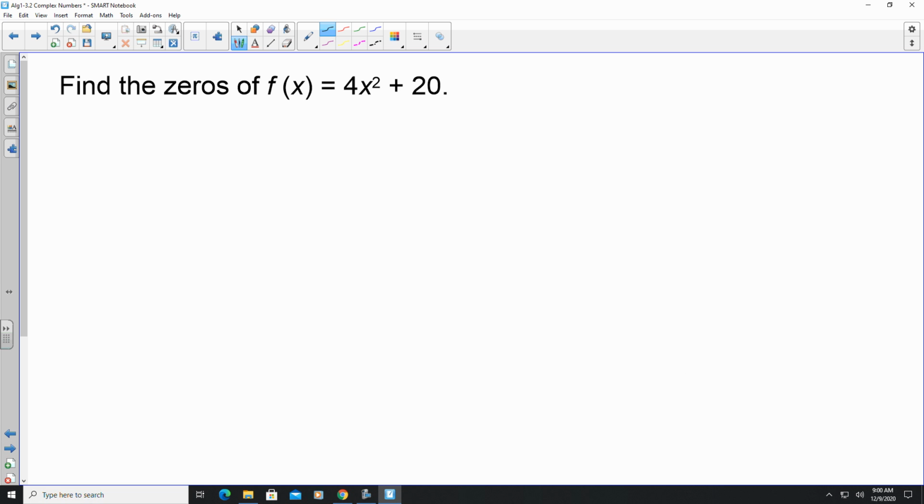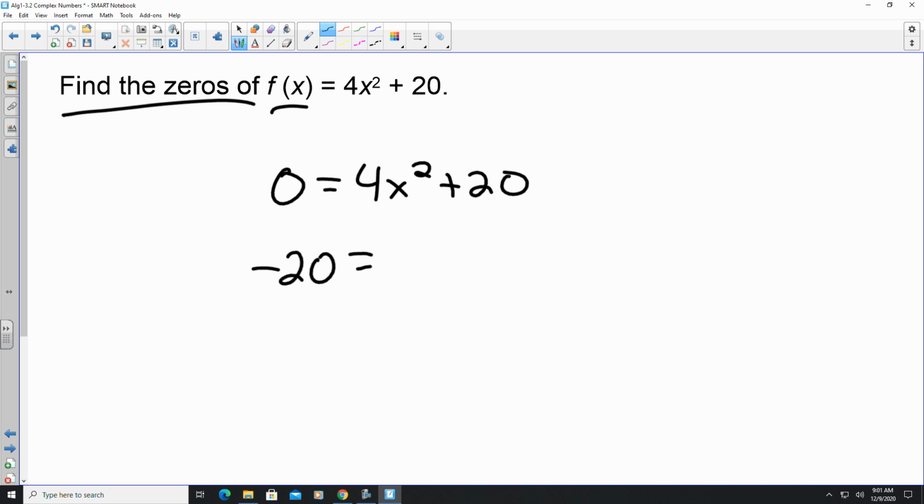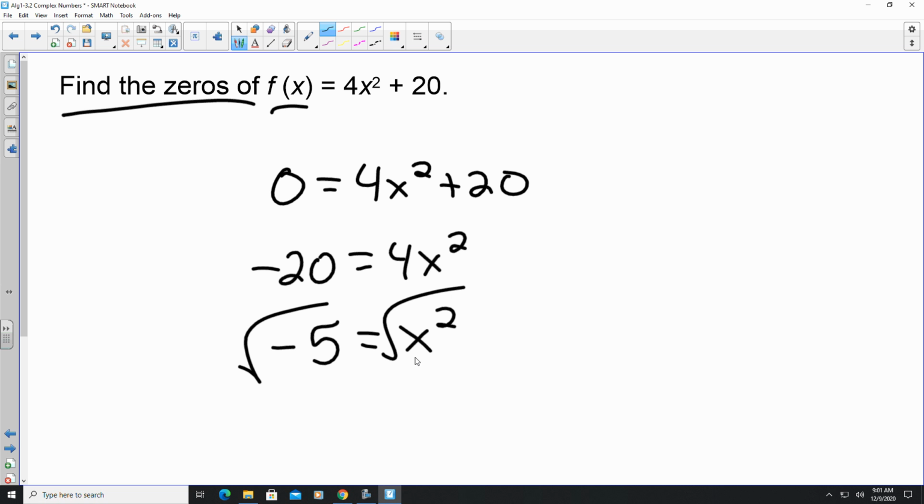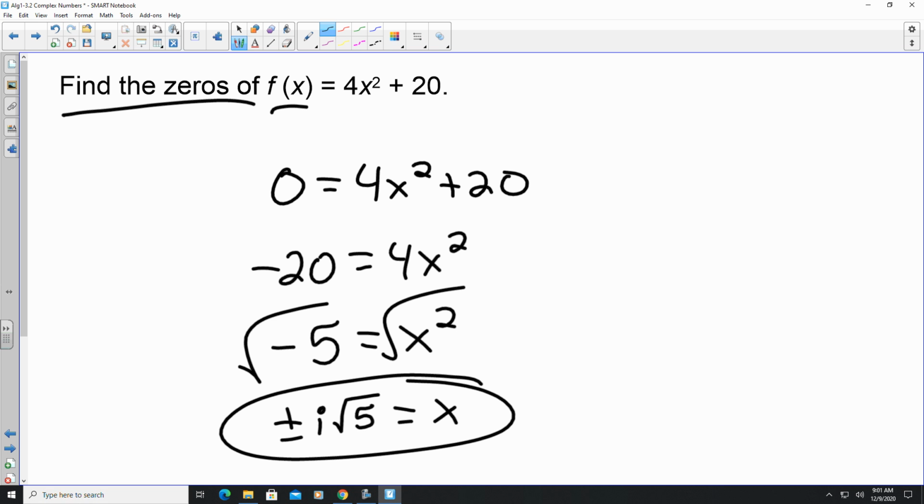And then finally here, again, they want you to find the zero, just like what we did in the previous lesson. That means we are taking the function, or y, and setting it equal to 0. So this is just 4x squared plus 20, subtracting 20 from both sides. So now I got negative 20 is equal to 4x squared. Divide everything by 4. So now I get negative 5 is equal to x squared. Take the square root of both sides. So x is going to be equal to plus or minus i times the square root of 5.